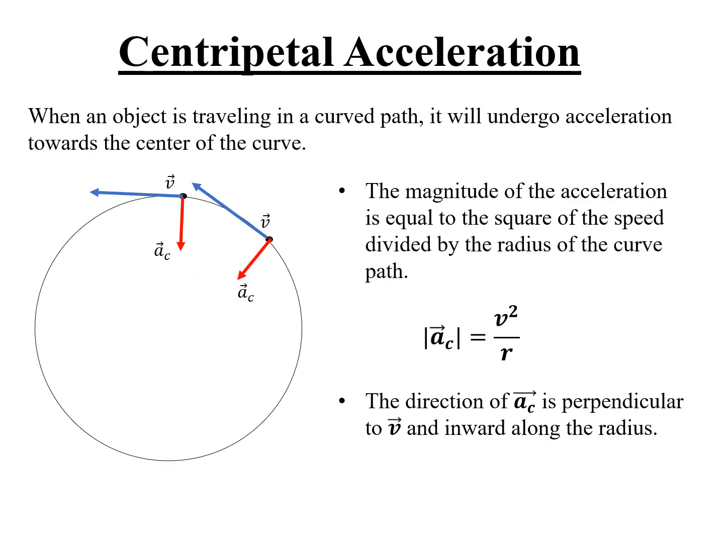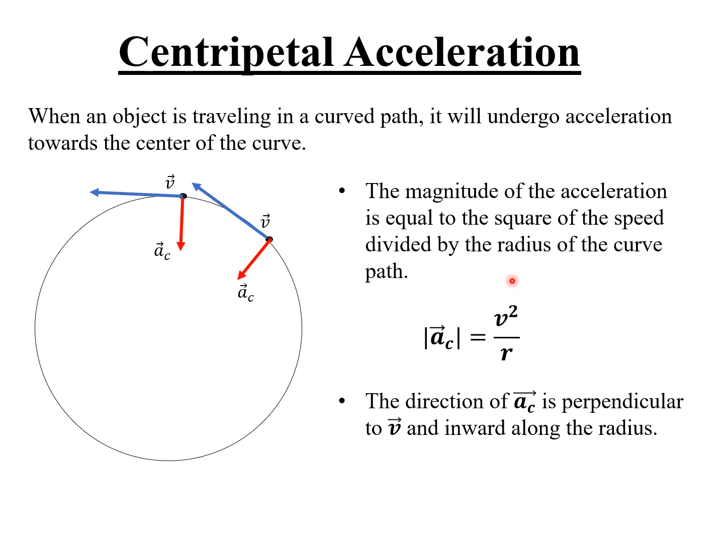So when the object is traveling in a curved path, it doesn't have to be a full circular path, it just has to be a curved path, it will undergo acceleration towards the center of the curve. The magnitude of the acceleration is equal to the speed squared divided by the radius of that curved path. So here, as you can see, here is the acceleration. This is just giving us the magnitude of the acceleration.